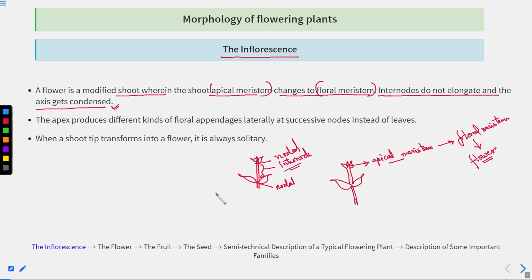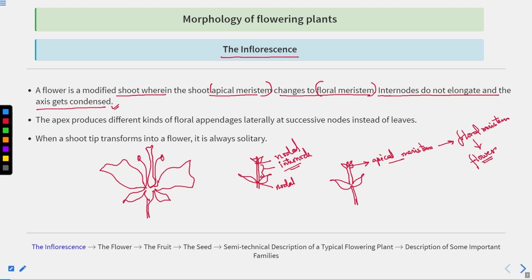But what happens at the time of flower? What do you see in the flower? You see petals, you see the sepals. There is a thalamus on which all the floral parts are arranged or attached, and there is the androecium and the innermost whorl, that is the pistil or the carpel.